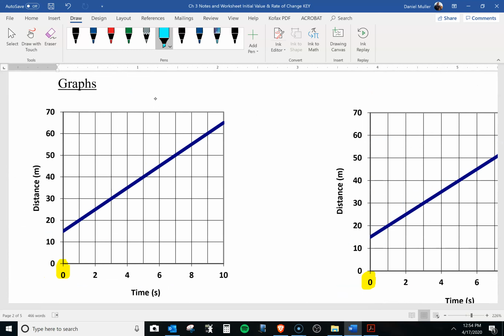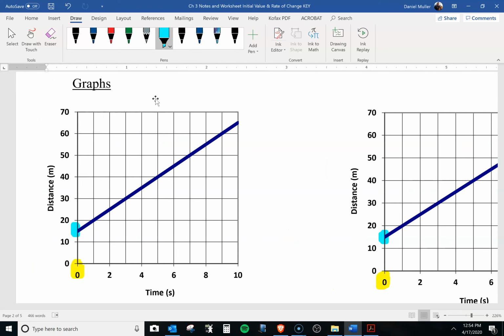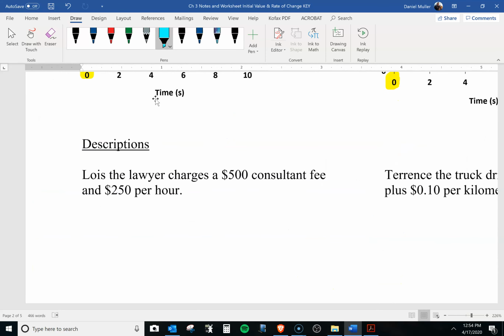At time 0, the initial value is around 15. At time 0, the initial value is also around 15. Those look like the same graphs. Maybe I can make a different one for later.